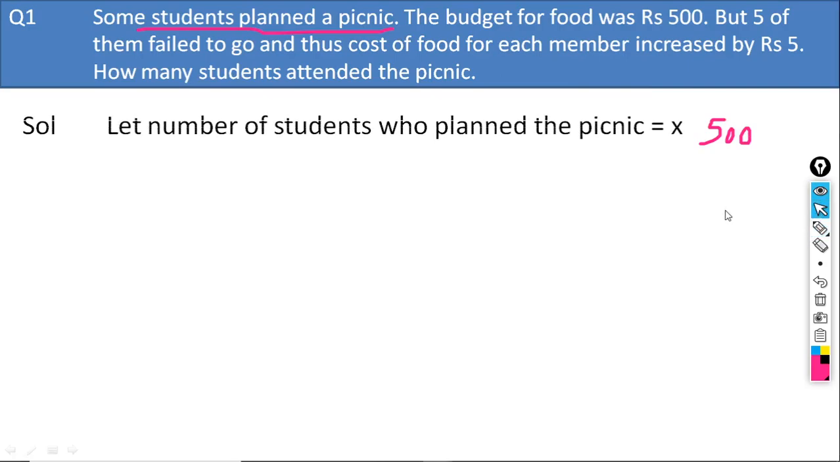So the number of students who have planned the picnic is x. Now what is the contribution of each student? This 500 will be divided among these x students. So the contribution of each student will be 500 upon x.